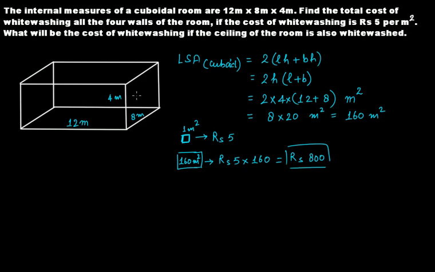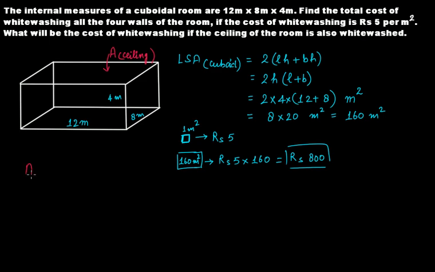Now the next part of this question says, what will be the cost of whitewashing if the ceiling of the room is also whitewashed. Now it's not talking about the base, but it's saying what will be the final cost if you have to whitewash the ceiling as well. So if you have to whitewash the ceiling, then first find the area of the ceiling. What will be the area of this ceiling? So area of ceiling is actually what? The area of this rectangular face.